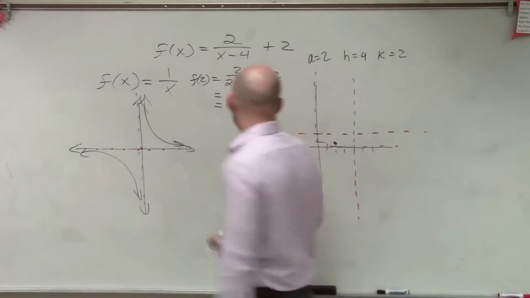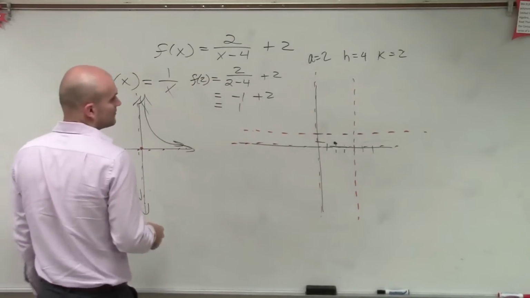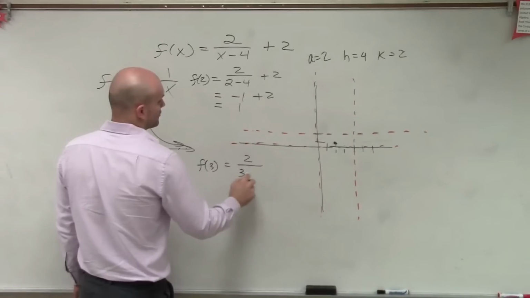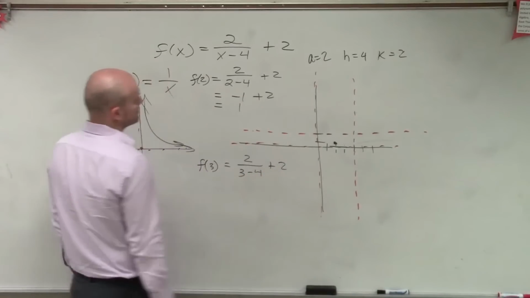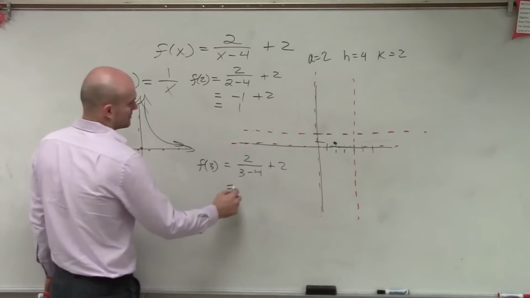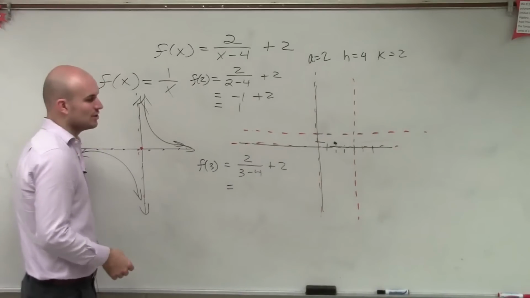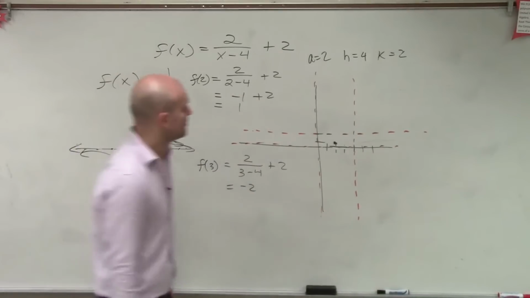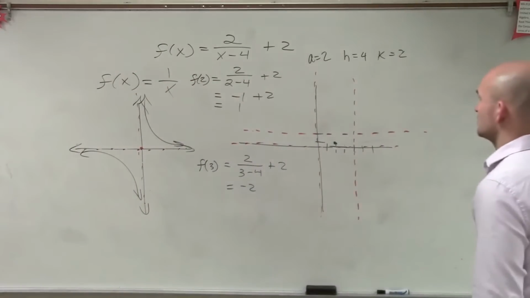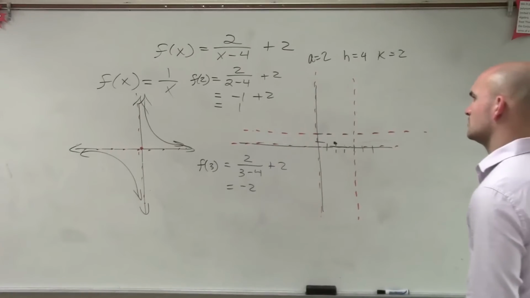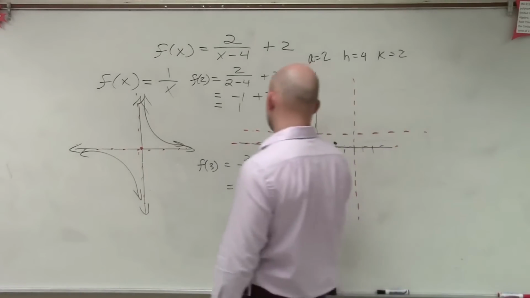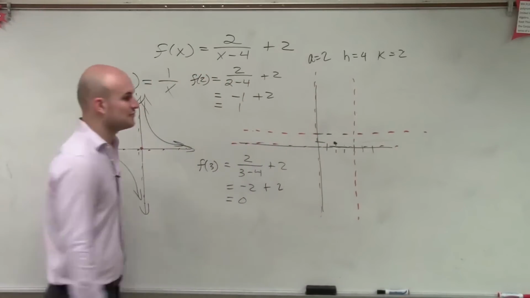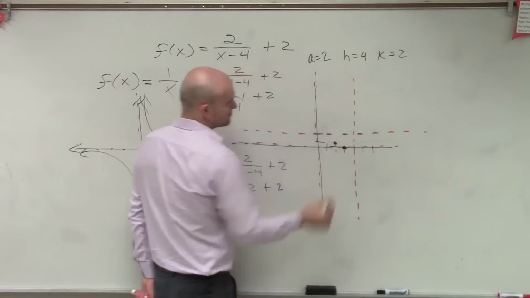OK. Now let's do f of 3. So now I do 2 over 3 minus 4, plus 2. 3 minus 4 is negative 1. 2 divided by negative 1 is negative 2. Wait a minute, why did I shift up 3? What's wrong? Oh, OK. So therefore that equals 0. So at 3, I'm at 0.